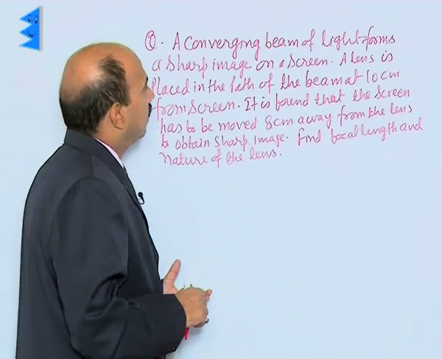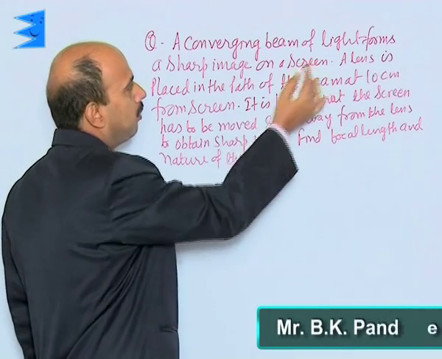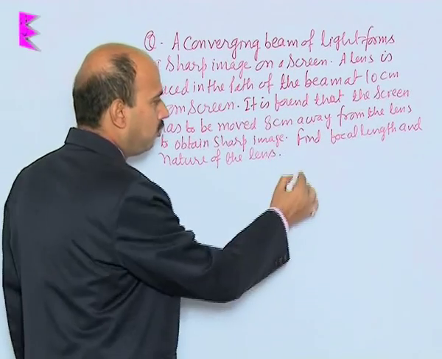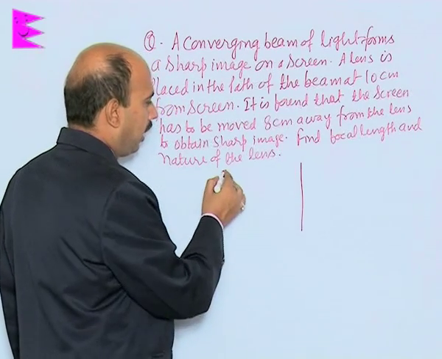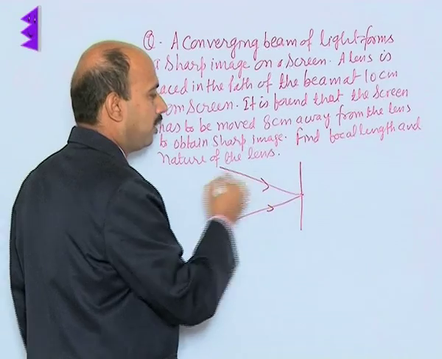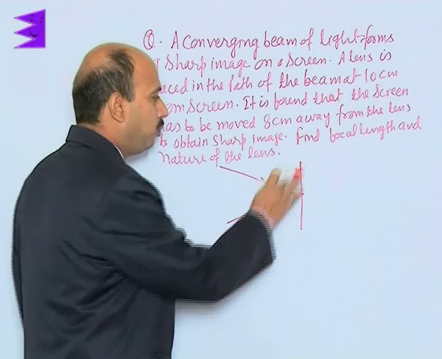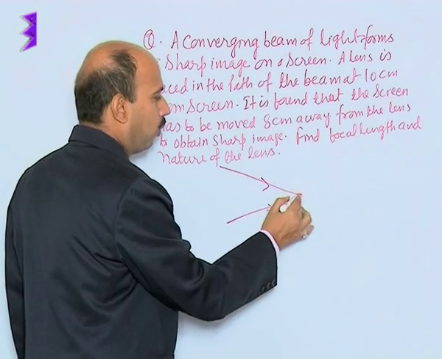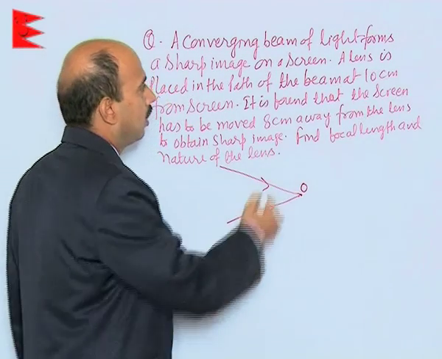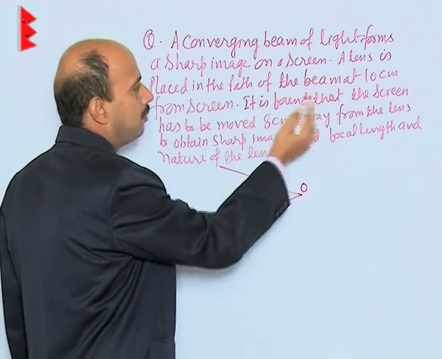Now see here, in this question, a converging beam of light forms a sharp image on a screen. Suppose you have taken a screen over here and the converging beams are actually forming the image at this point. So, this point we can take as O here, this is the point of the screen. A lens is placed in the path of the beam.